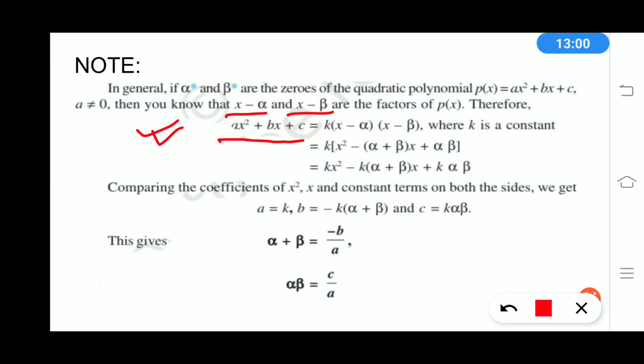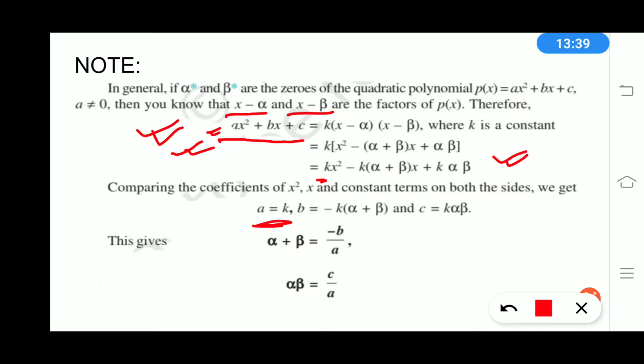Clear? So k into, after multiplying, x square minus alpha plus beta into x plus alpha beta. Multiplying by k, that means kx square minus k into alpha plus beta into x plus k into alpha beta. So this is the left hand side and this is the right hand side. If we compare the coefficient of x square, x and constant term, then the coefficient of x square on the right hand side is k, but on the left hand side the coefficient of x square is a, so a equals k.